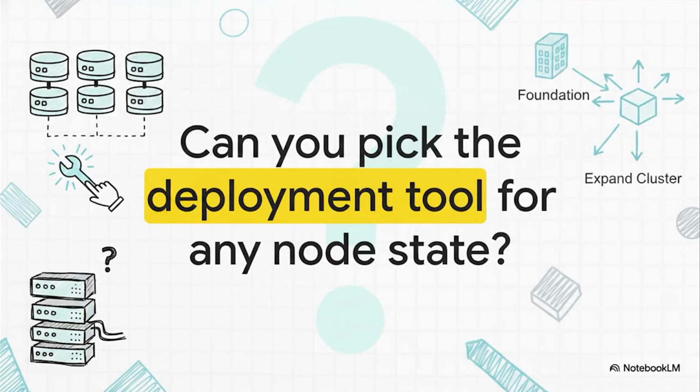So, as we wrap up this explainer, I want to leave you with this question to ponder. Are you confident you can identify the exact deployment tool required for any given node state on the NCP-MCI 7.5 exam? If the exam throws a bare metal node scenario at you, do you know your first move? If you've internalized the rules and the exceptions we just went over, you are well on your way to mastering Objective 1.1. Keep reviewing those factory states, trust in the rules of Foundation versus Expand Cluster, and go ace that certification.